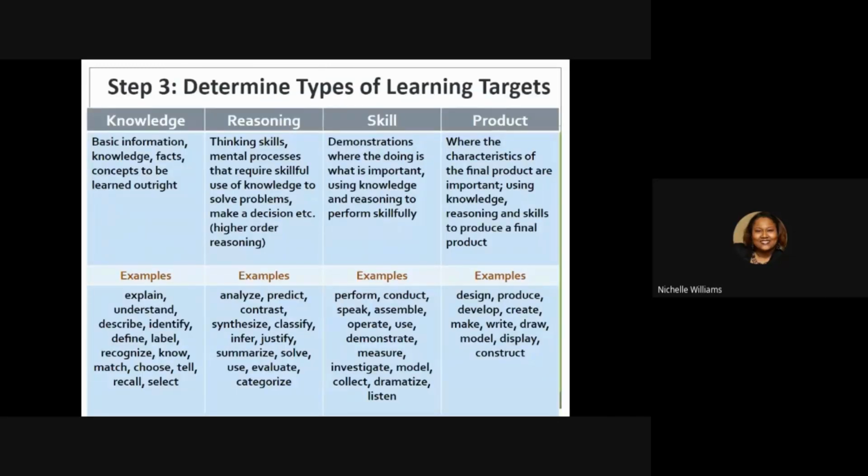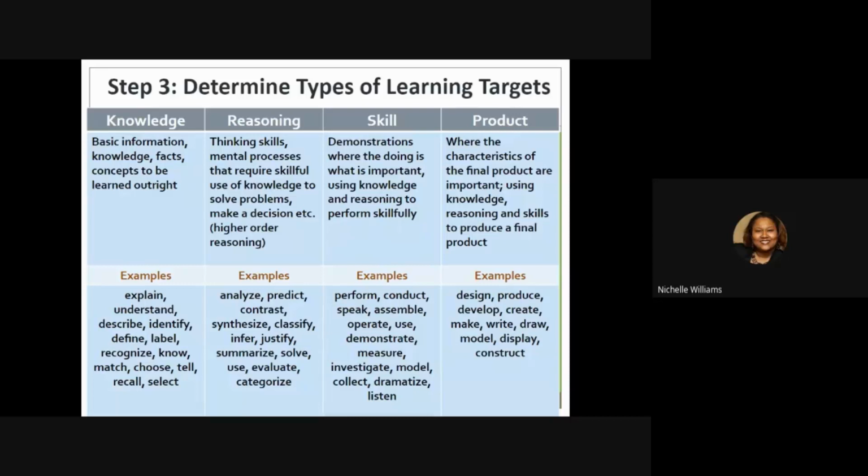So when we look at the different types of learning targets, I have some examples here of the words that you would use that represent that particular form of learning target. So we have the knowledge, which means that it's just basic information that students should know or concepts that they should learn. Then we have the reasoning, which handles the thinking skills and mental processes. It may involve higher order thinking and higher order reasoning. Then with skill, that is something that they should be able to do.